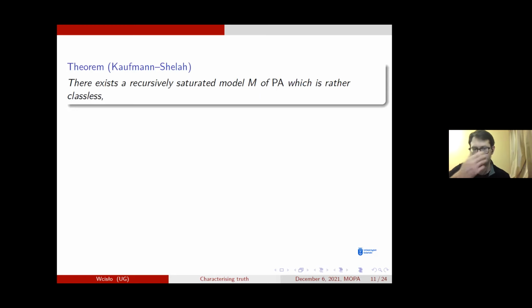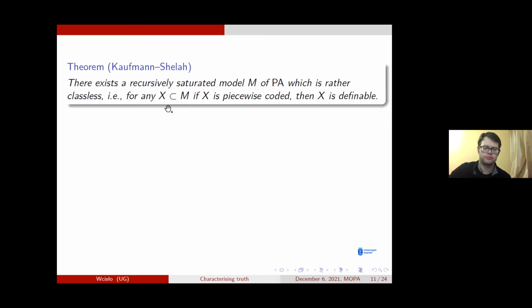Let's see, there was the following theorem of Kaufman and Schmerl. There are recursively saturated models of PA which are rather classless, which means that for any class X, if it is piecewise coded, so every bounded part is arithmetically coded in the model, then it is definable. So there are no other classes.